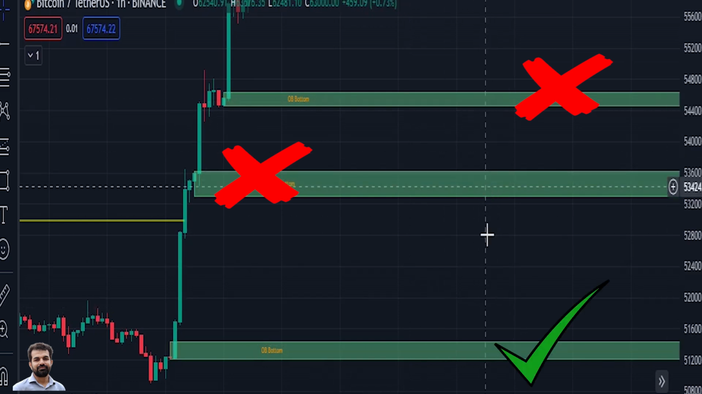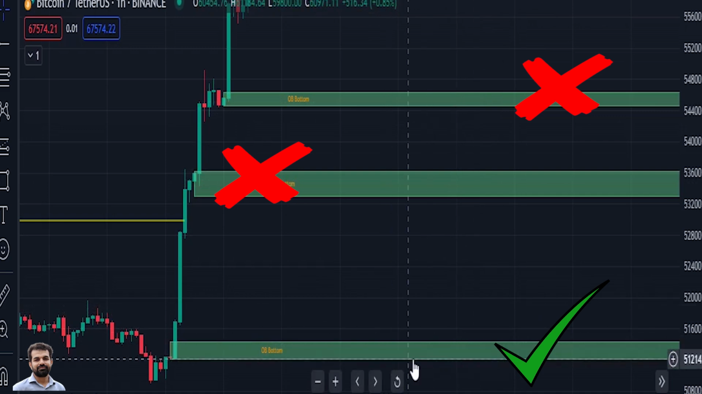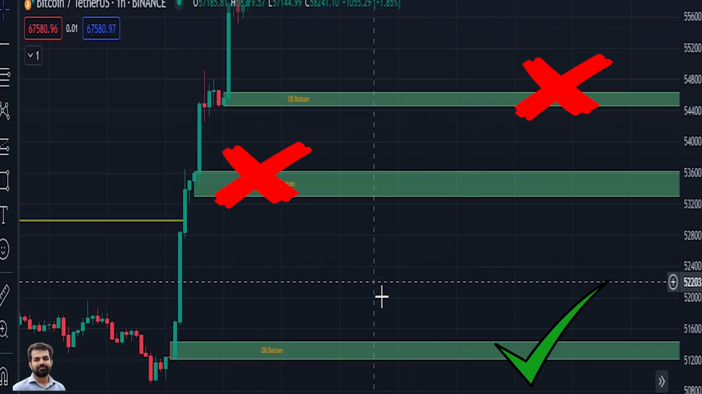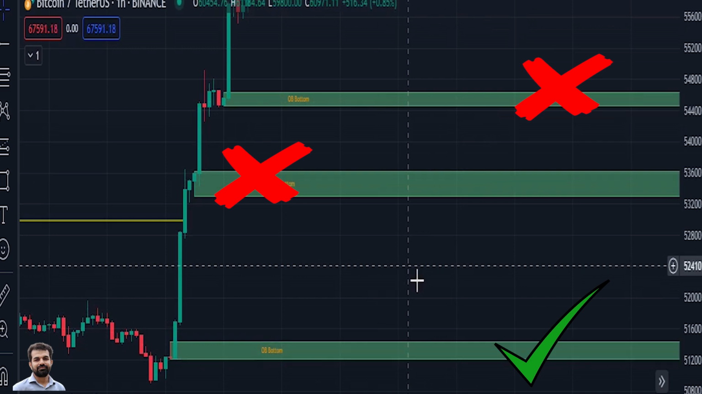It is crucial to note that breaking below the first order block doesn't necessarily signify a reversal. There is a substantial chance that this break is merely a liquidity grab, setting the stage for future market movements.